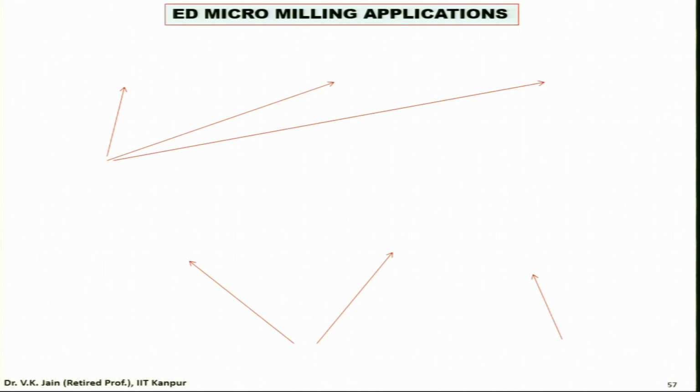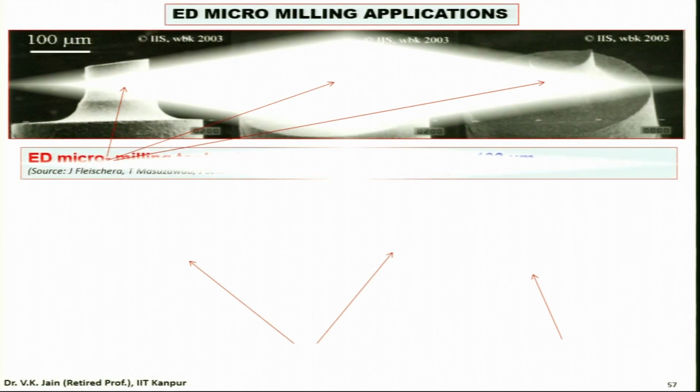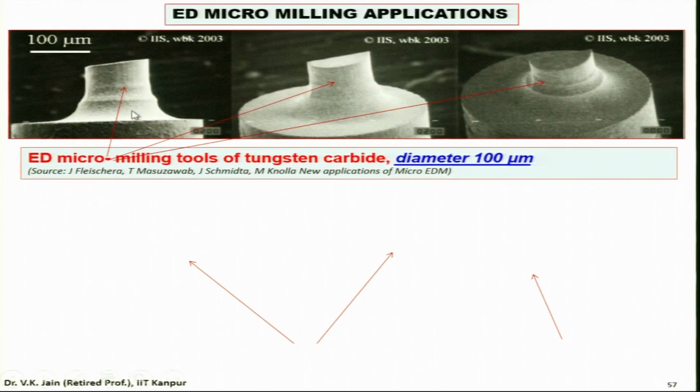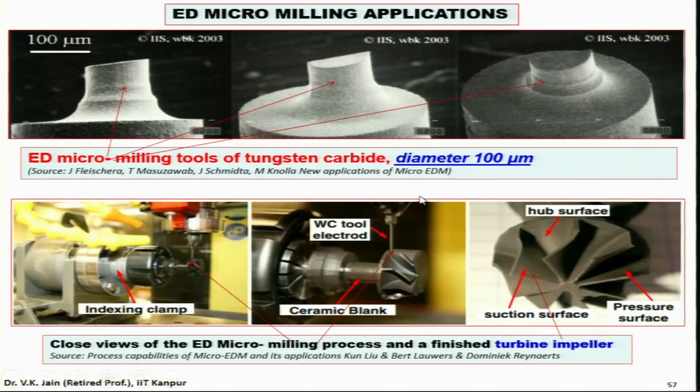Electric discharge micro milling applications, as you can see here, these are the micro milling components where micro milling is being done. 100 micrometer is the scale. So ED micro milling tools of tungsten carbide are being made over here. Diameter is 100 micrometer.